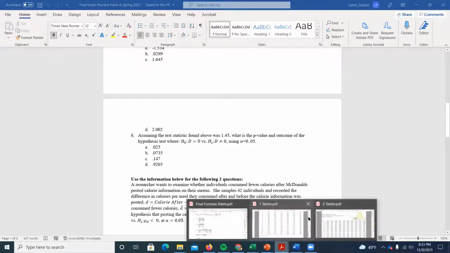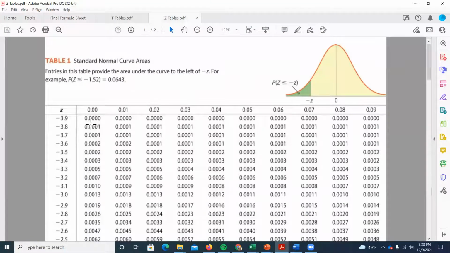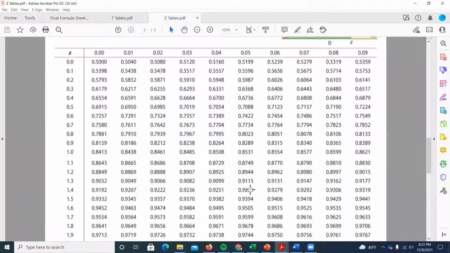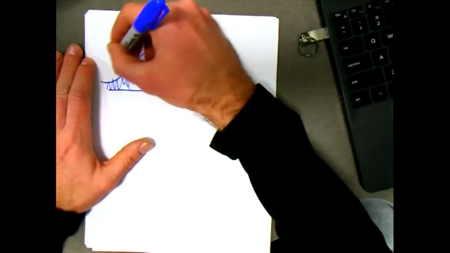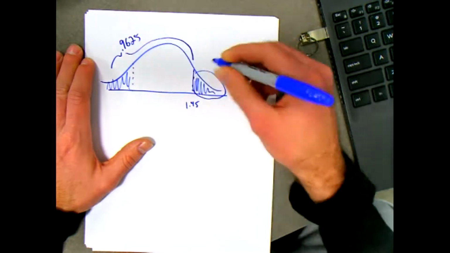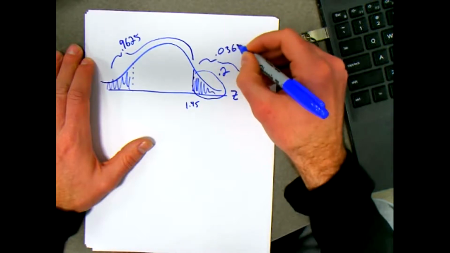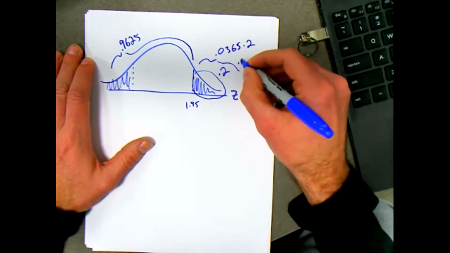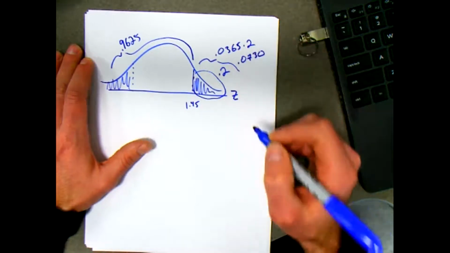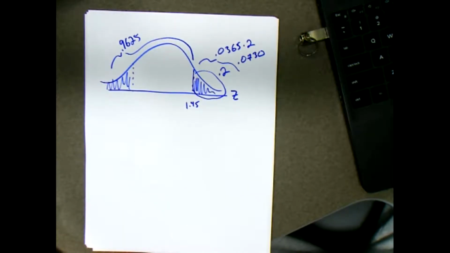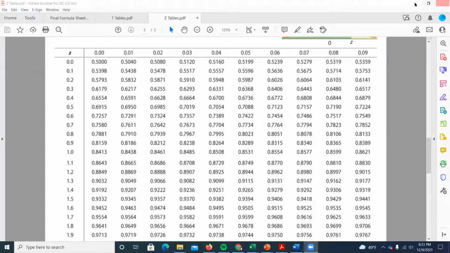So 1.45, we're dealing with proportions, so I know I can use the standard normal distribution. So I look up 1.45, 0.9265. Well, remember, the table always gives me the area to the left. I wanted the area to the right and then multiply it by 2. So this is what, 0.0365 times 2. So 0.0730, if I'm doing math in my head correctly here. All right. So 0.073 should be my p-value.